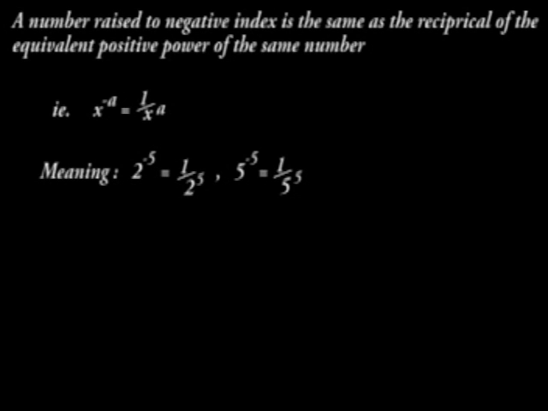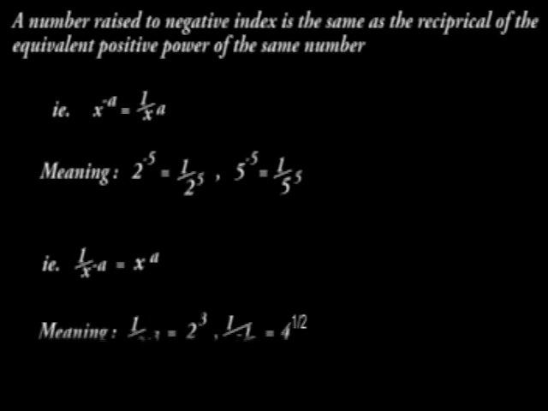The reverse of this is also true. That is, 1 over x raised to negative a is equal to x raised to a, meaning 1 over 2 raised to negative 3 is equal to 2 raised to power 3. 1 over 4 raised to power negative half is equal to 4 raised to power half.